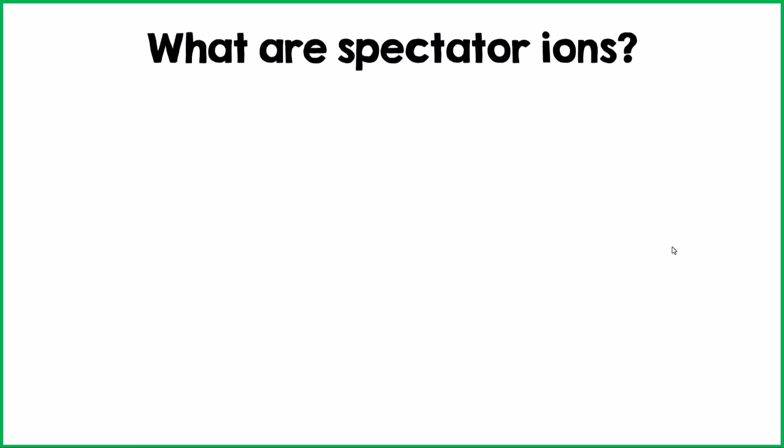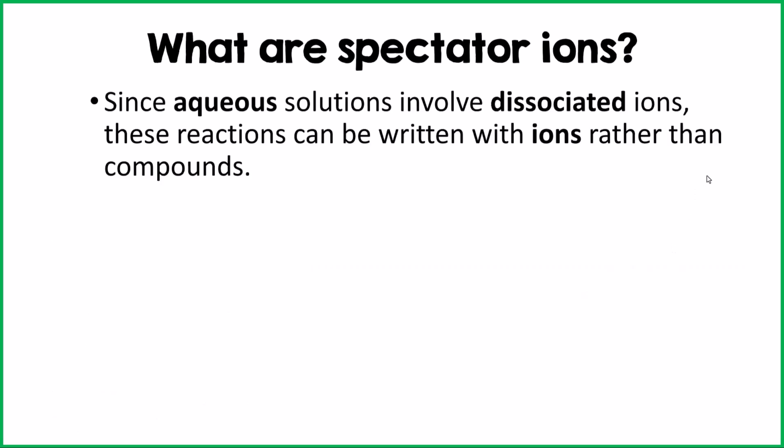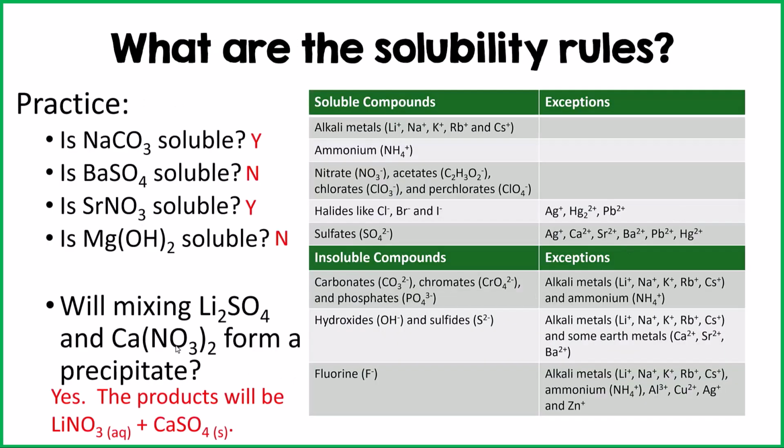Okay, what are spectator ions? Since aqueous solutions involve dissociated ions, these reactions can be written with ions rather than compounds. It's basically like breaking these two compounds apart like we just did, including our separate ions of lithium and sulfate and calcium and nitrate instead of the compounds themselves.